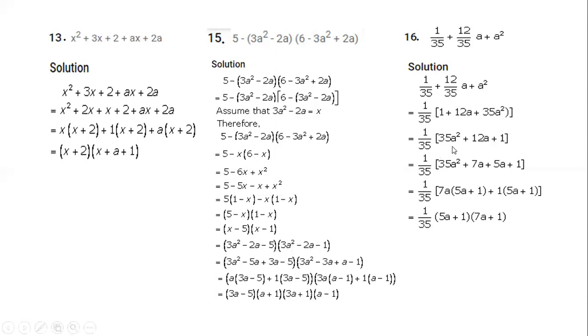Write down this expression in the form of ax square plus bx plus c type, that is 35a square plus 12a plus 1. So here I have to split this 12a in two factors such that their sum must be 12 and their product must be equal to 35 into 1, 35. And those factors are 7a and 5a, because the sum of 7 and 5 gives us 12, and the product of 7 and 5 gives us 35. So on solving this, we'll get 1 by 35 into 5a plus 1 into 7a plus 1 as the solution.